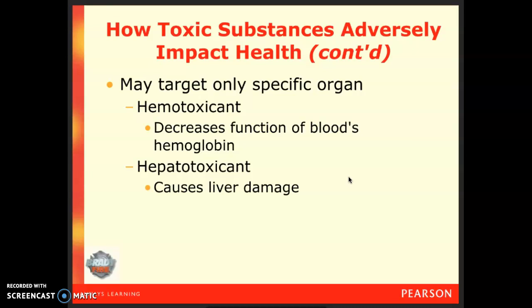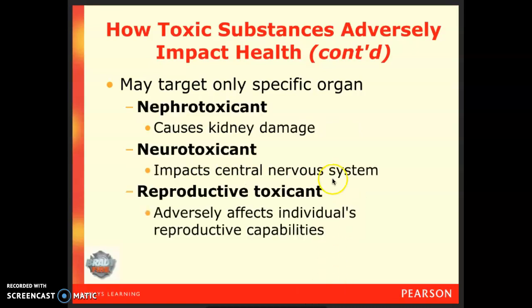Other types of specific toxicants: hepatotoxicants, these are ones that specifically target your liver. There are also nephrotoxicants. These are ones that specifically target your kidneys. There are neurotoxicants. These ones impact your central nervous system, so your brain, your spine, your nerves, your nerve endings, all can be impacted by neurotoxicants.